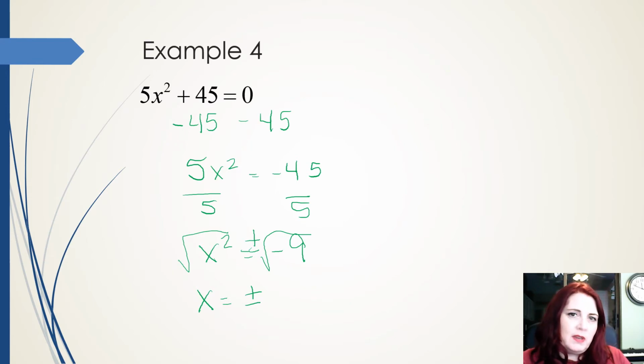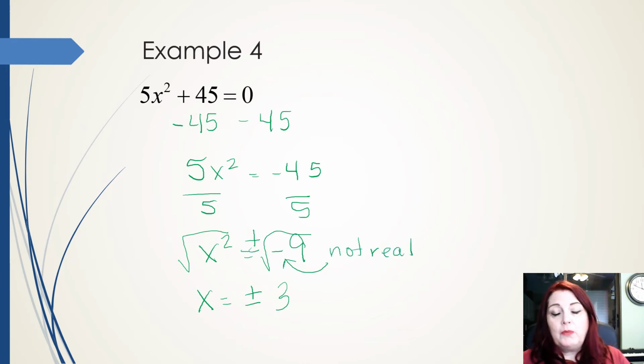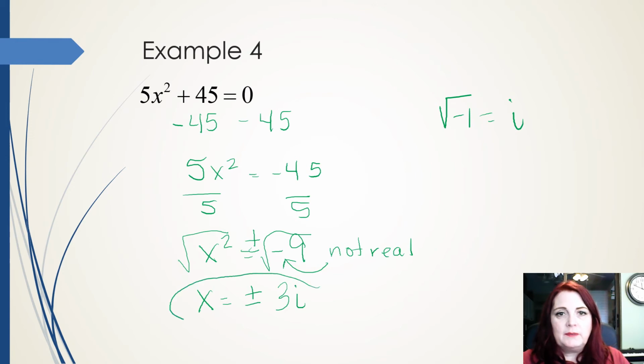Well, the square root of 9 is 3. But it's a negative, which makes it not real. But we remember, hopefully from Algebra 2, that the square root of -1 is equal to i, that imaginary unit. So we would say x is equal to plus or minus 3i. And yes, we will at times have imaginary units as an answer to our quadratics.